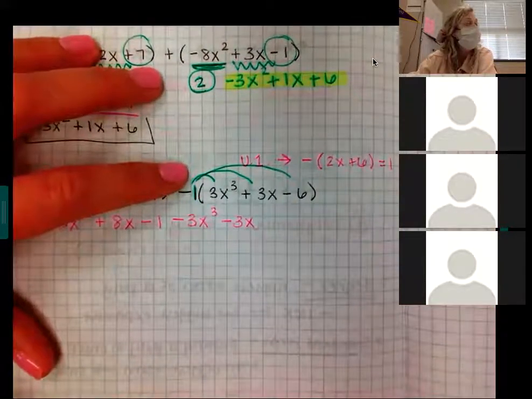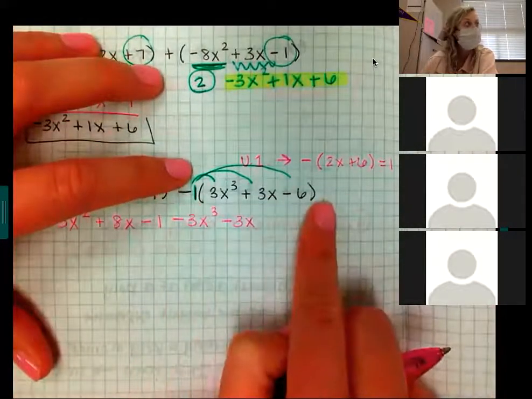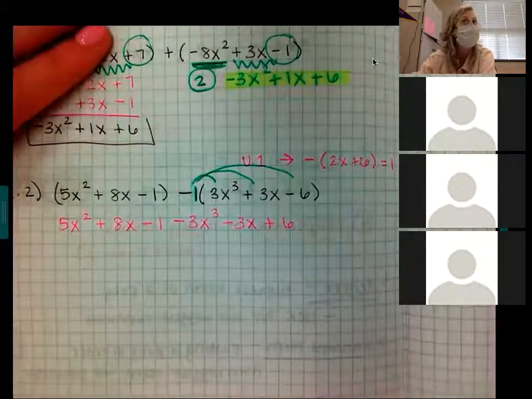But now look at what happens here. What's -1 times negative 6? Positive 6. If you write minus 6, it's going to mess the whole thing up. That is plus 6.